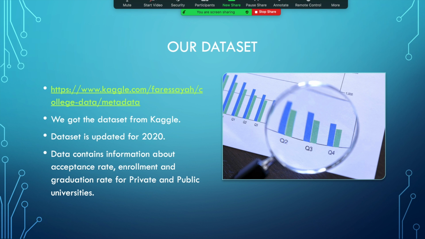So for our data set, we got this data set online from this website called Kaggle. And this data set is updated for the year 2020, which was when we started working on the project. The data includes acceptance rate, enrollment, and graduation rate for both private and public universities.